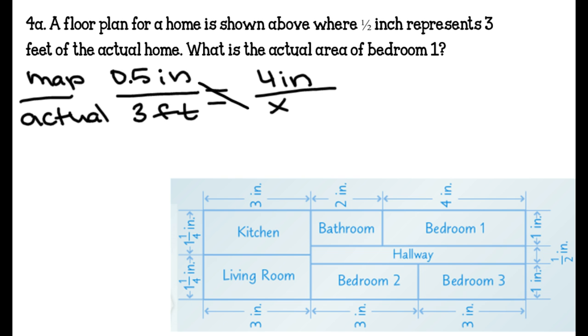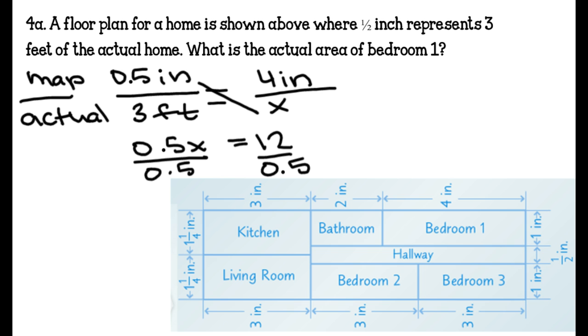So we cross multiply, so we have 0.5x equals 12. And then we divide by 0.5. So I'm going to write it right here on the length. Our actual length is 24 feet.